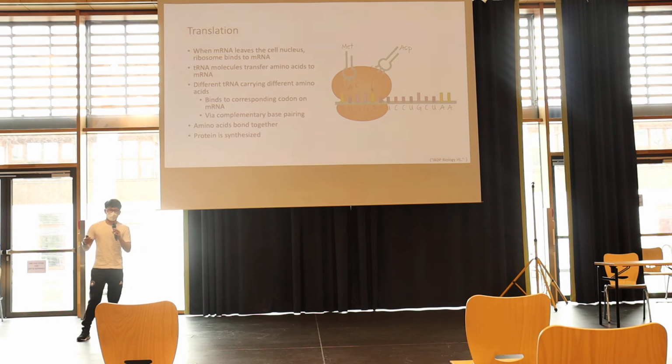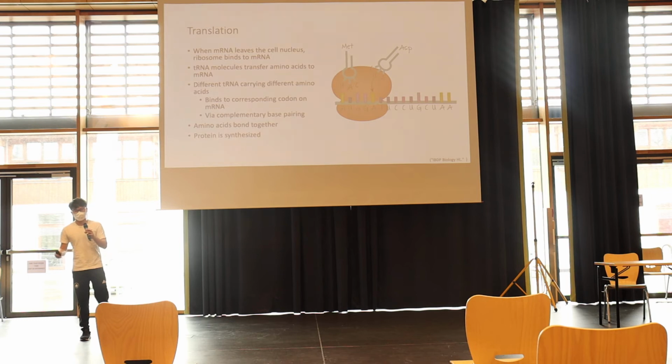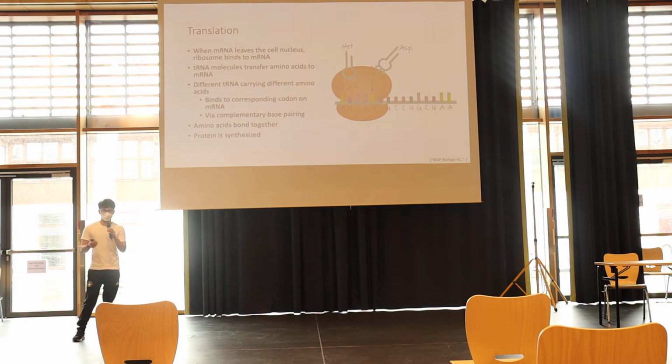So when the mRNA leaves the cell nucleus after transcription, ribosomes bind to the mRNA. This allows a molecule called transfer RNA to bring amino acids to the mRNA strand. Transfer RNA carries amino acids to the correct place on the mRNA strand. And as the amino acids accumulate on the mRNA strand, they are bonded together, forming the protein.